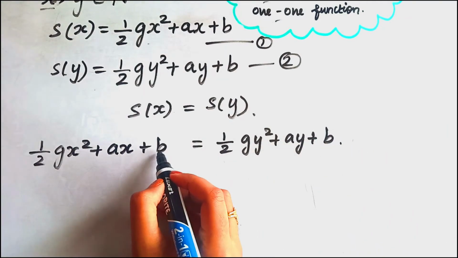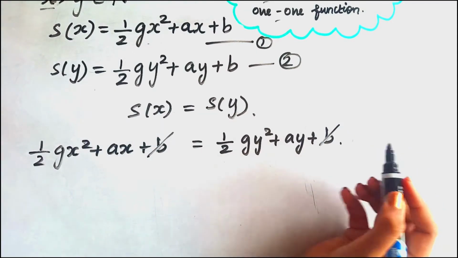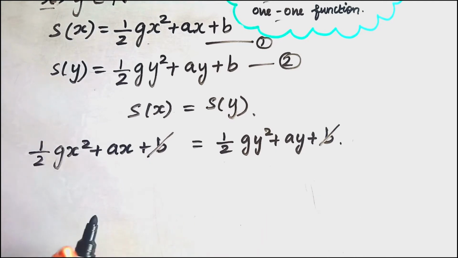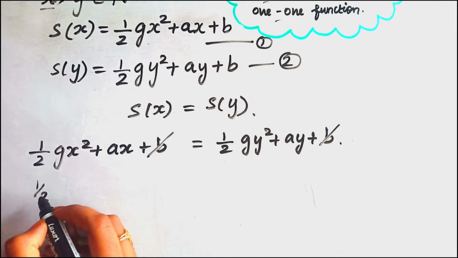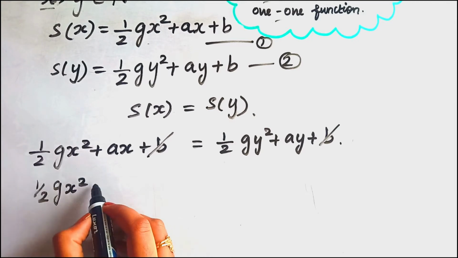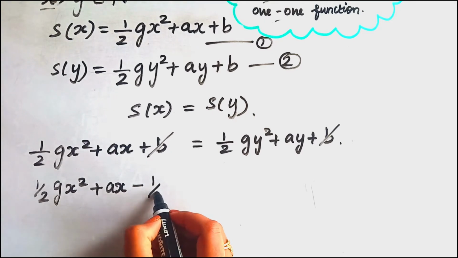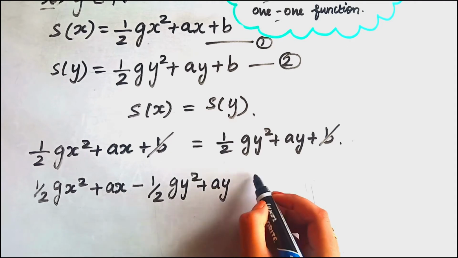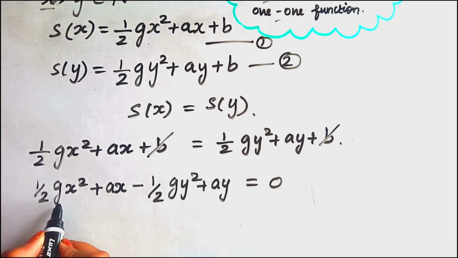Here you can see that plus b and plus b are common on both sides, so let's cancel that, and the remaining term we are taking to the left hand side, so that we'll get 1 divided by 2 g x square plus a x. Then if this term comes this side, it will be a minus g y square plus a y is equal to 0. Right, now let's take the common things outside, which is 1 by 2g.